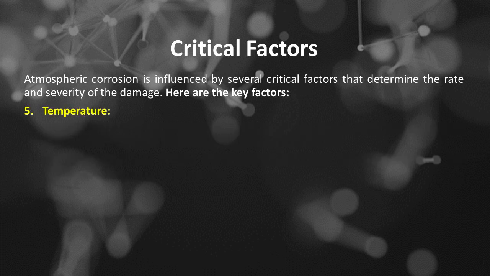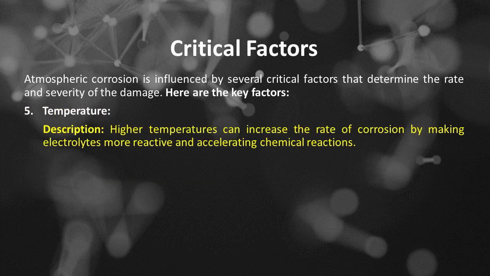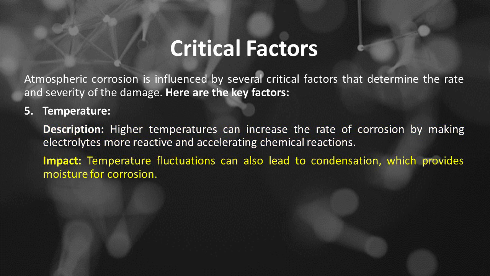Critical factor number 5 is temperature. Description of temperature. Higher temperatures can increase the rate of corrosion by making electrolytes more reactive and accelerating chemical reactions. Impact of temperature. Temperature fluctuations can also lead to condensation, which provides moisture for corrosion.